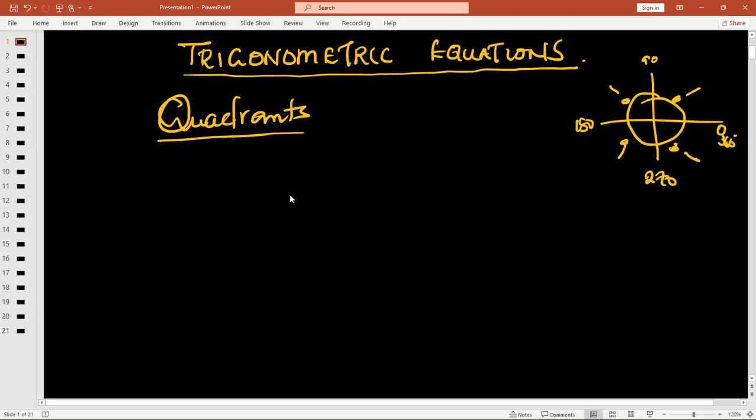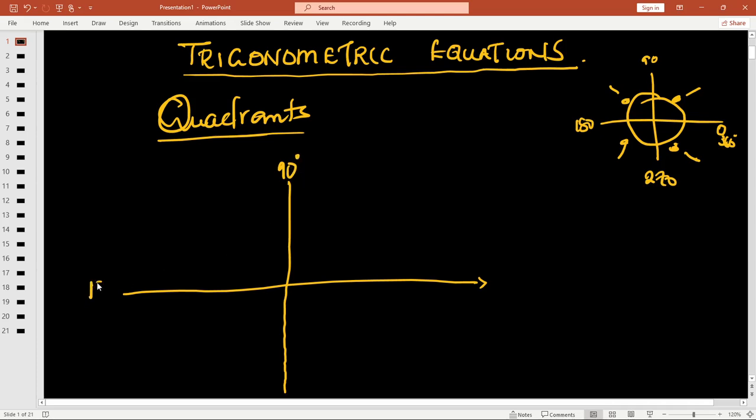So here we're saying we have 4 quadrants, like this. So we know that this here is 90 degrees, this here is 180, then here we have 270. Then when we go back to where we started from, this side here, we say that's 360 and 0 degrees, like that.